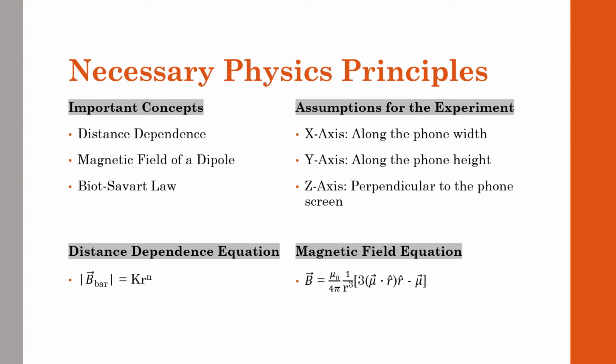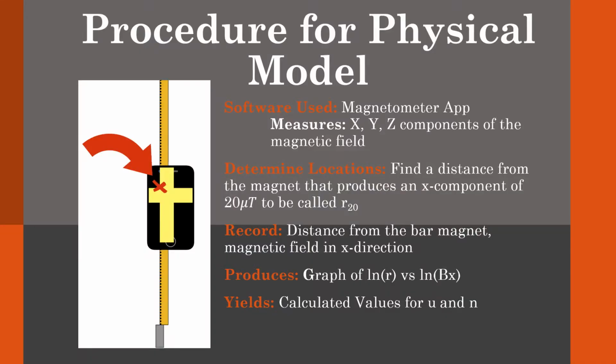We use a phone for measurements in this experiment, so we can assume that the x-axis is along the phone width, y-axis is along the phone height, and z-axis is perpendicular to the phone screen. For the procedure for the physical model, on the left you can see a diagram of the visual component of the physical model. We use a magnetometer app on the phone, which measures the x, y, and z components of the magnetic field at the position of the phone.